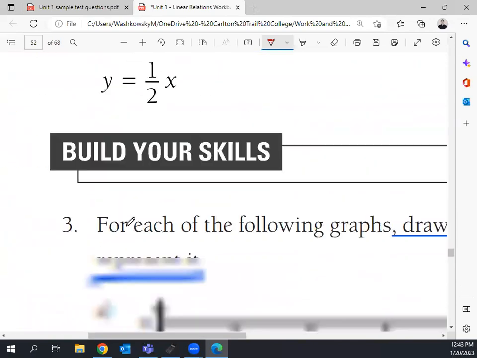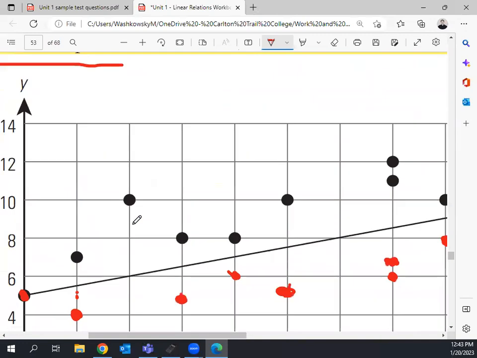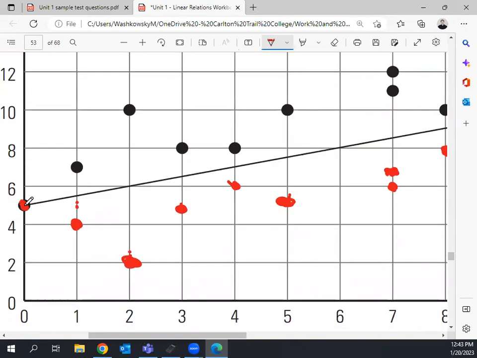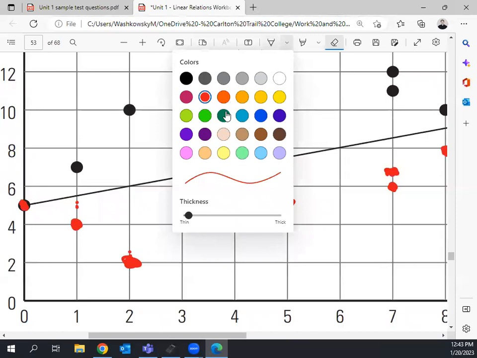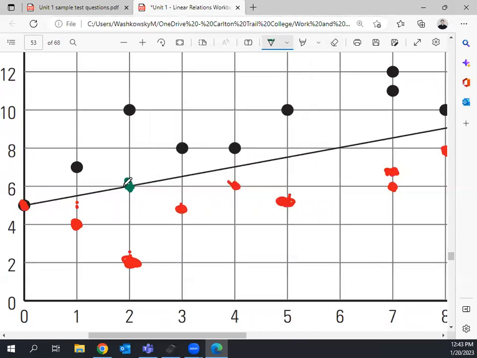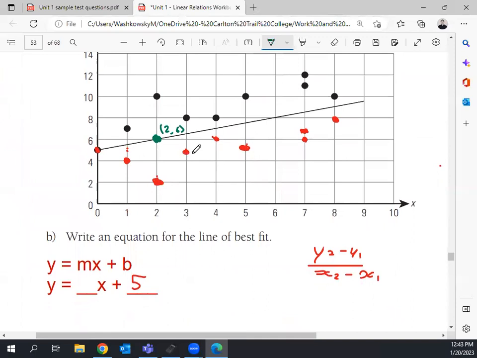So if I go to my current line, if I go along this and I find a point where things intersect, what's the coordinate of this? I'm going to make that green. What's the coordinate of my green point? 2 and 6, X and Y. And now I need to turn that into a slope. So what's my slope of that? 2 and 6.